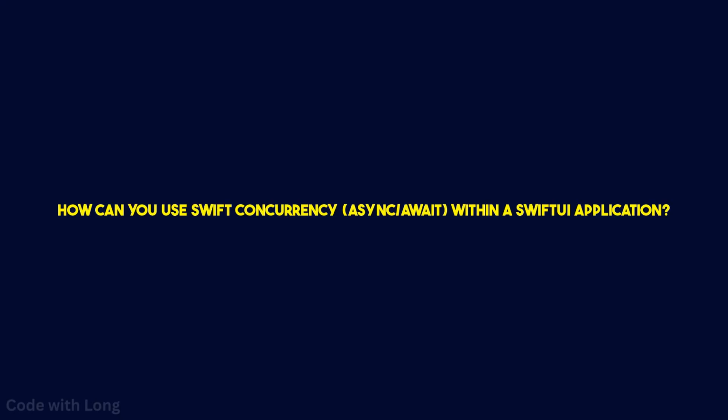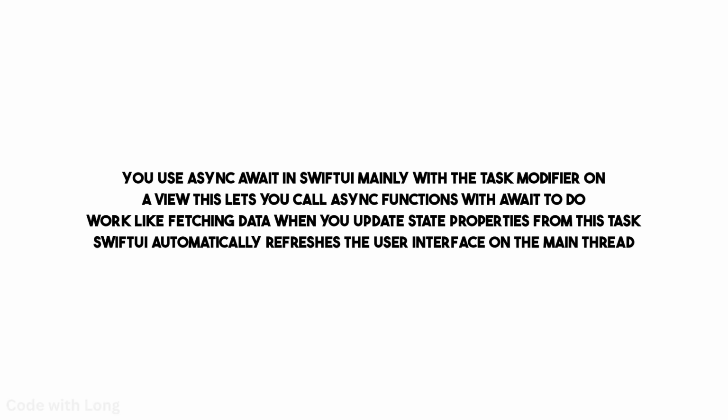How can you use Swift concurrency, async/await, within a SwiftUI application? You use async/await in SwiftUI mainly with the task modifier on a view. This lets you call async functions with await to do work like fetching data. When you update state properties from this task, SwiftUI automatically refreshes the user interface on the main thread.